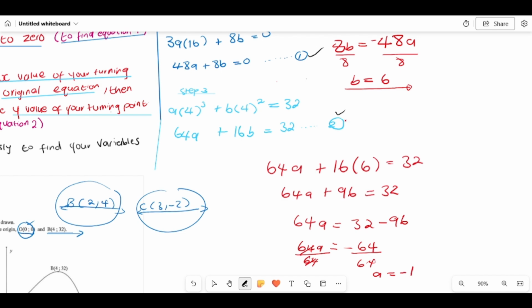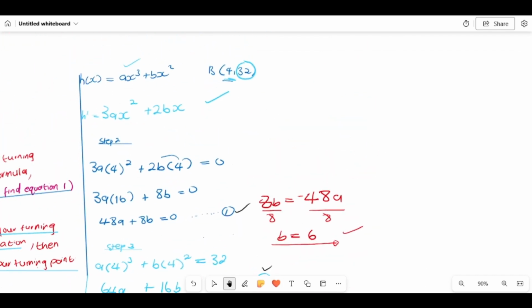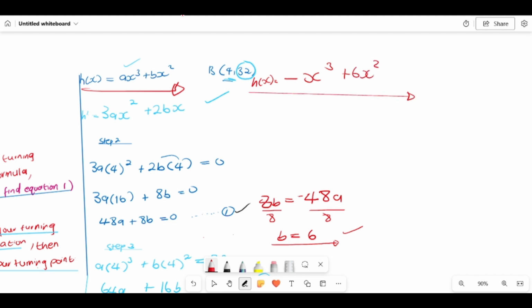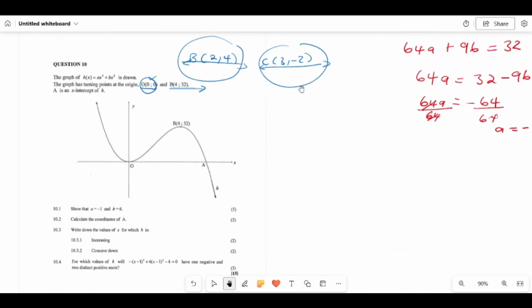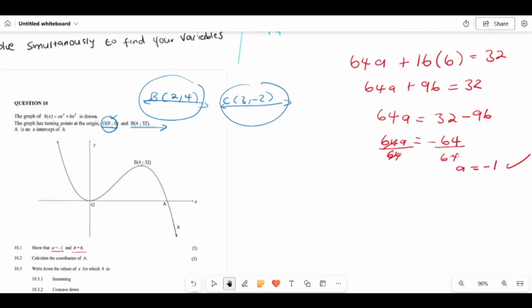So I found my a as well as my b, right? And remember, this was my h of x function. Let me just do this. This was my h of x function. Now let me substitute into it. My a is negative 1, so I can write negative x cubed plus my value of b, which is 6. And this would be the equation of my cubic function, right? Now, let's confirm. Remember here, they said we need to show that a is negative 1 and b is equal to 6, which is what we did here, all right?